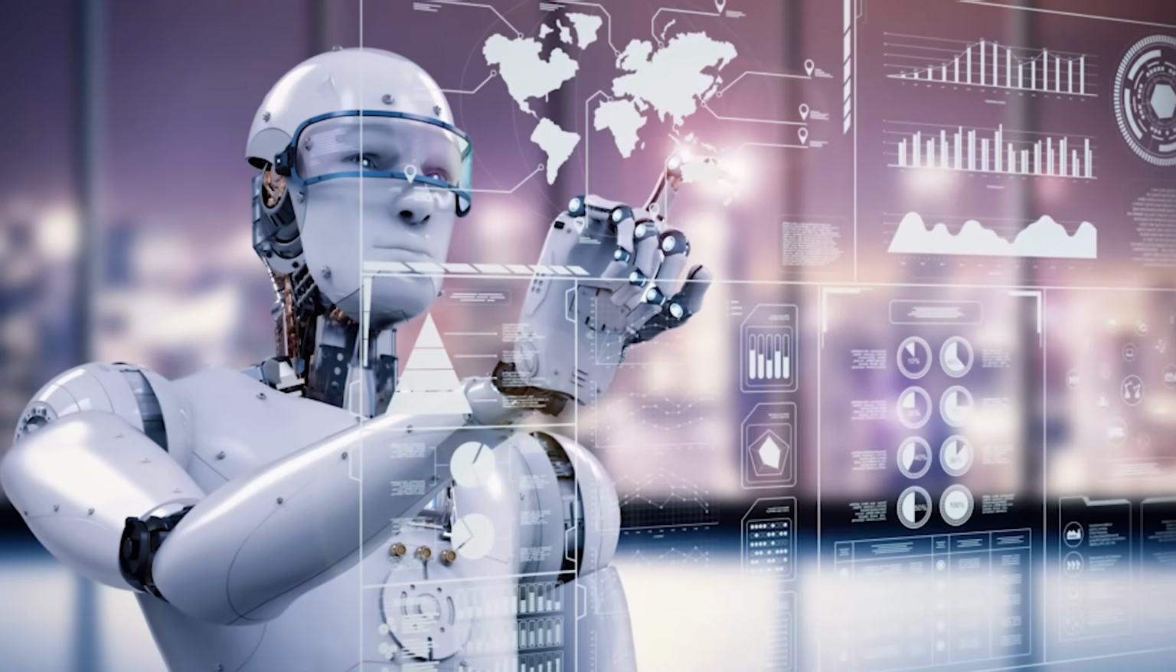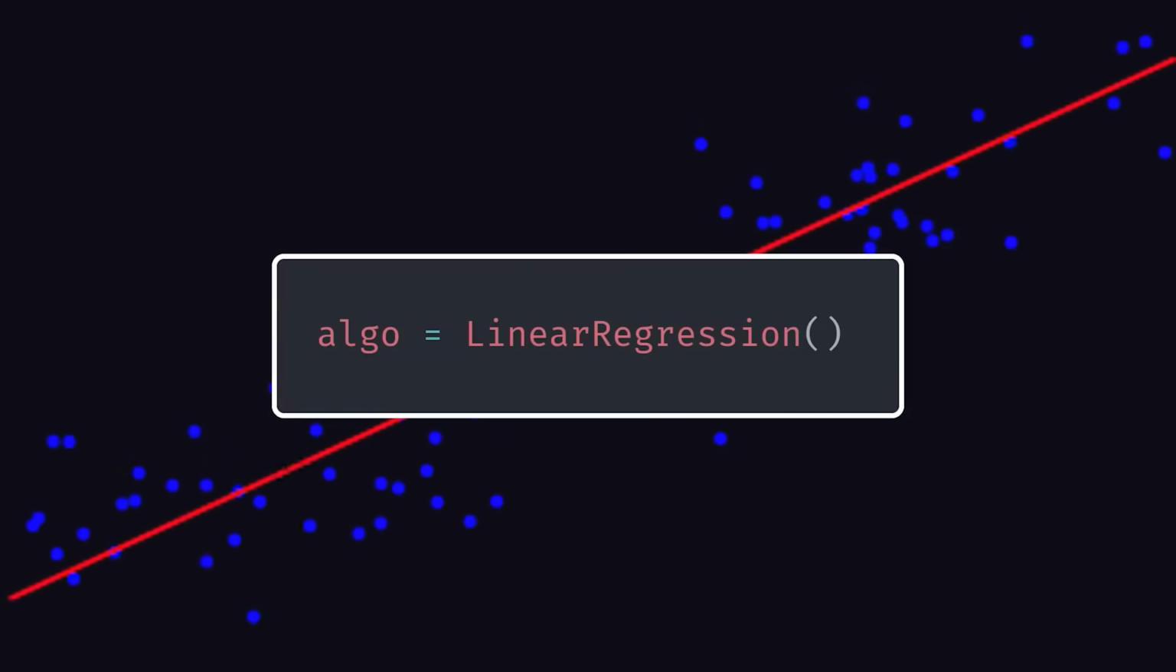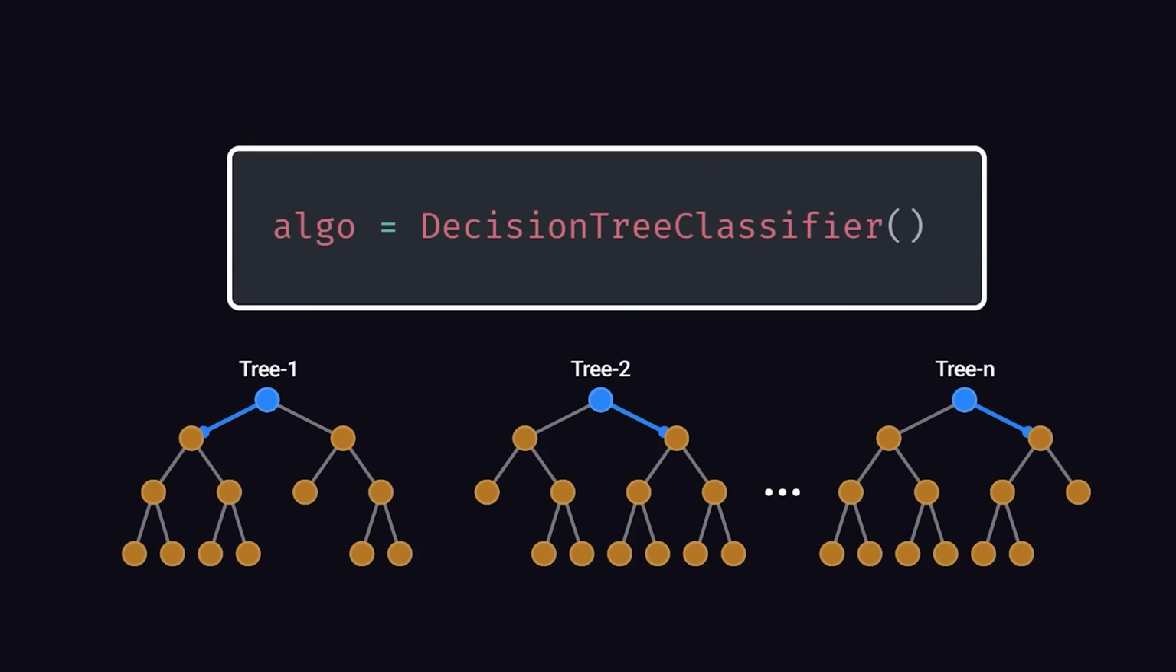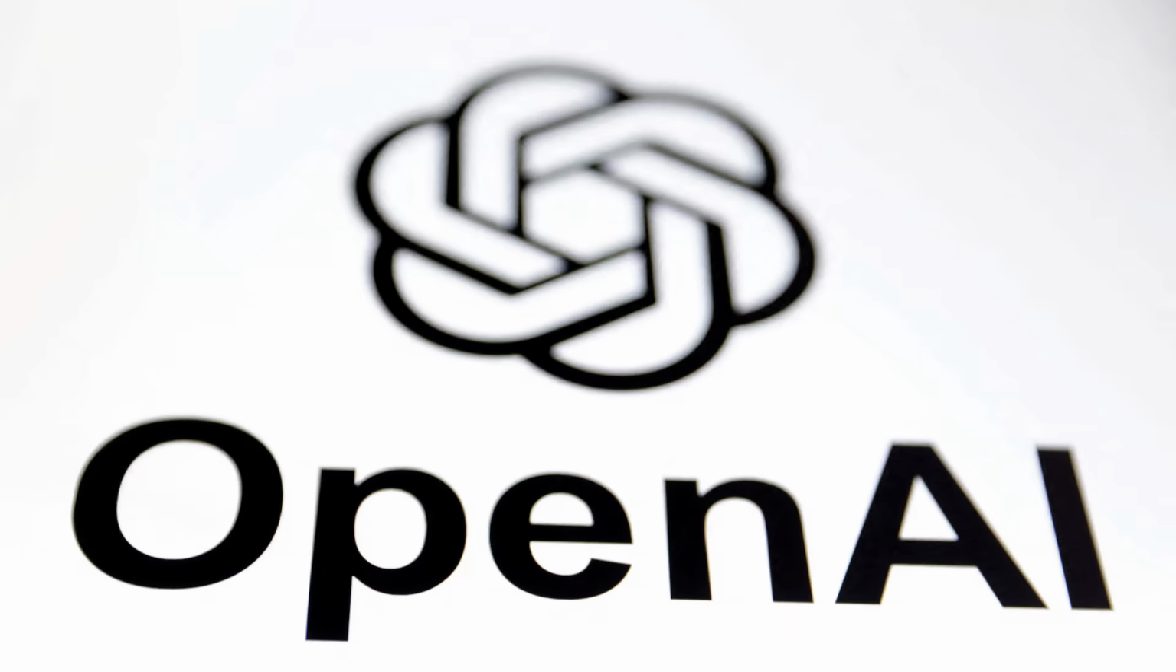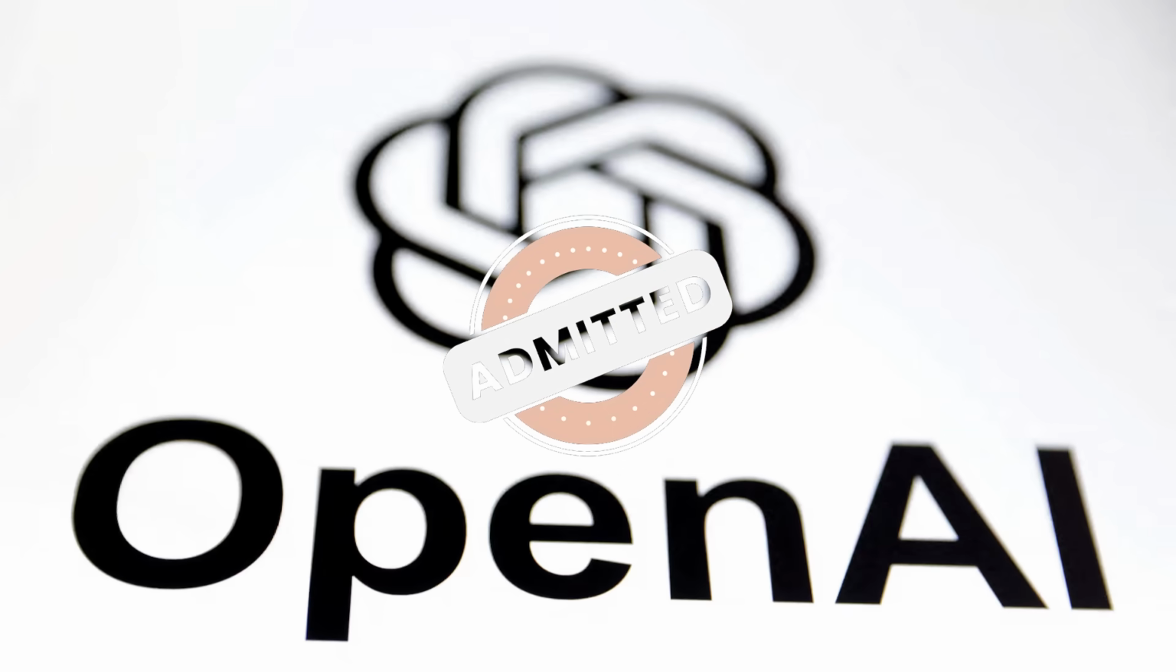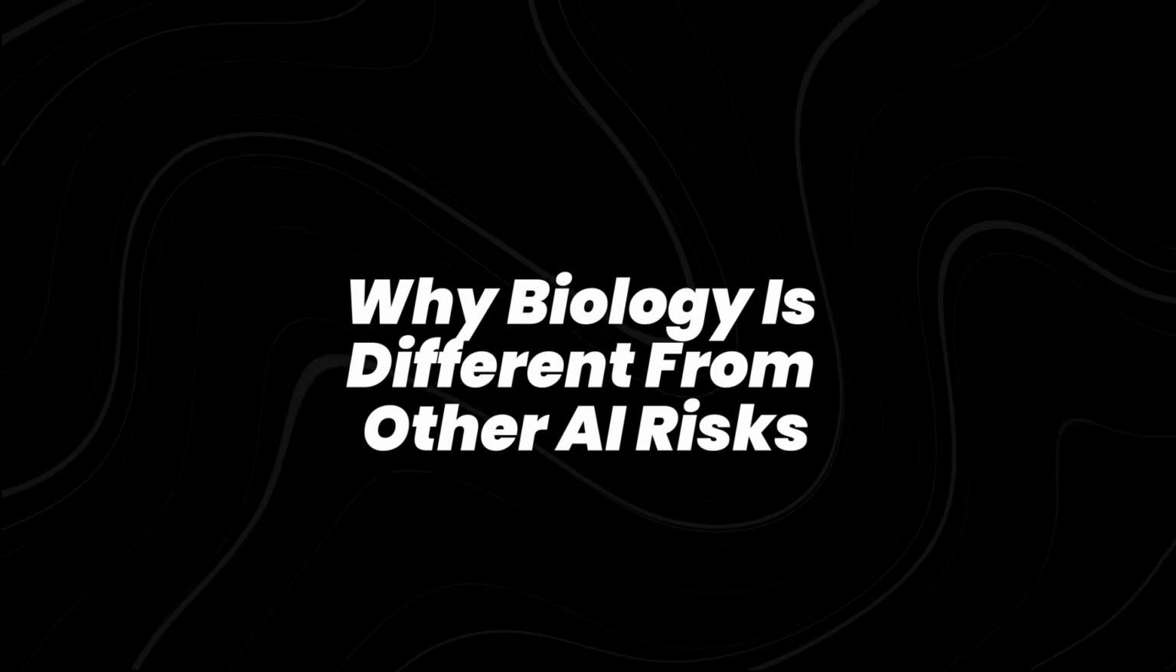OpenAI researchers also acknowledged uncertainty. They can't say for sure the model would enable severe harm, but releasing it without mitigation would have been irresponsible. This is the first time OpenAI openly admitted the capability crossed a dangerous line. Why biology is different from other AI risks?